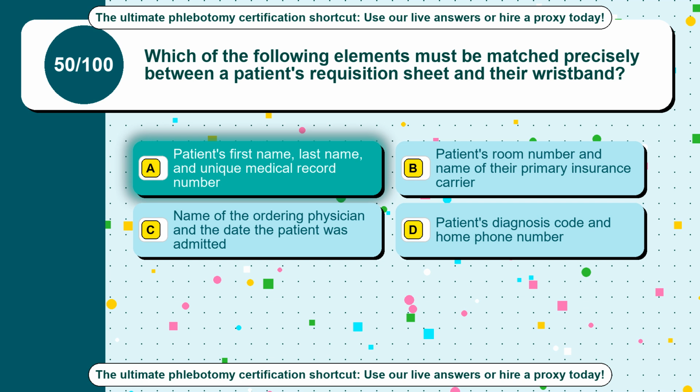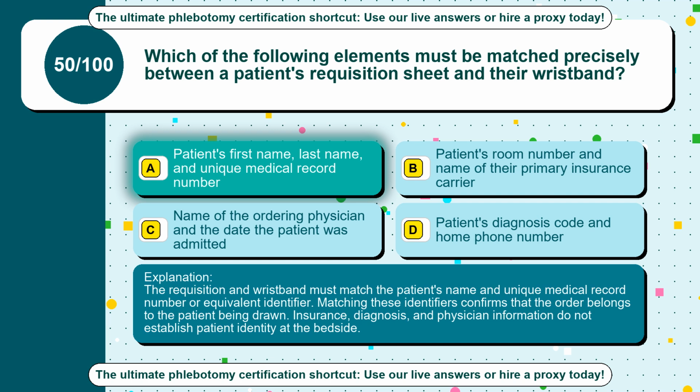The correct answer is option A, patient's first name, last name, and unique medical record number. The requisition and wristband must match the patient's name and unique medical record number or equivalent identifier. Matching these identifiers confirms that the order belongs to the patient being drawn. Insurance, diagnosis, and physician information do not establish patient identity at the bedside.